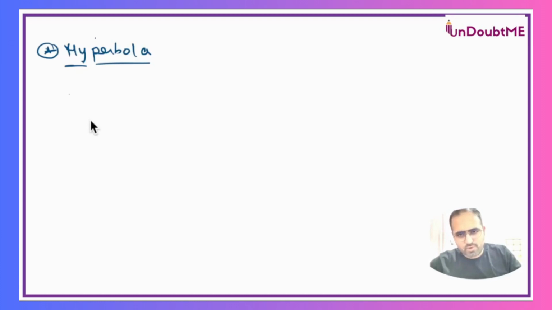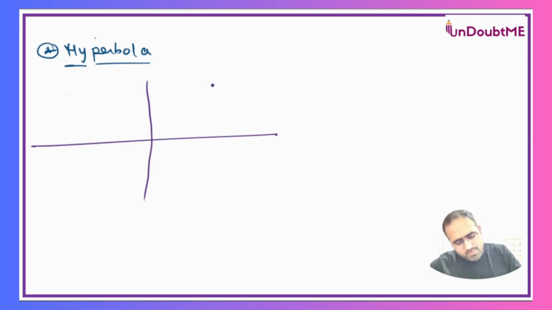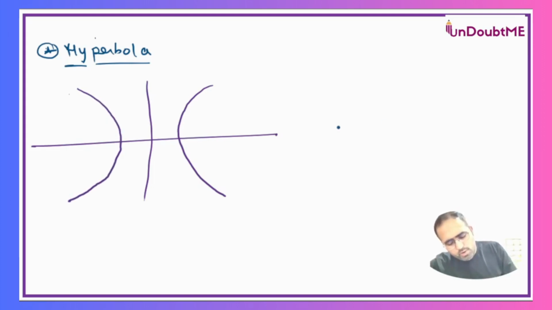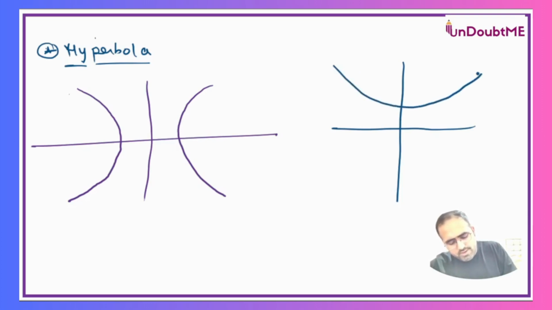There are two types of hyperbola. One will be horizontal, another one will be vertical. This time we are just comparing it with ellipse and calling it horizontal and vertical, but they are not literally horizontal and vertical. The meaning of horizontal hyperbola will be that the branches of it lie on the x-axis. While if it is a vertical hyperbola, then its branches will lie on the y-axis.